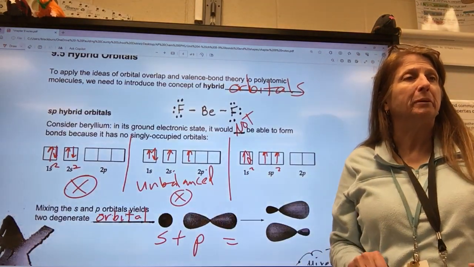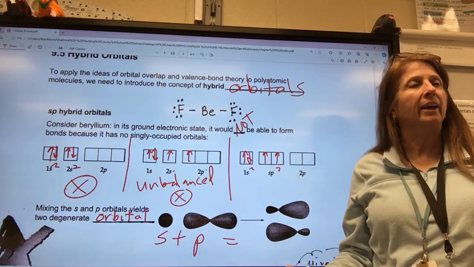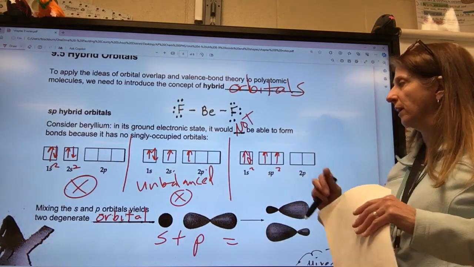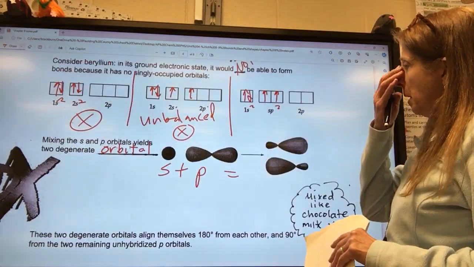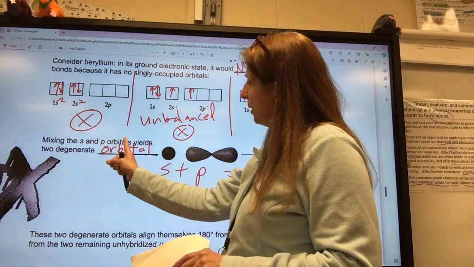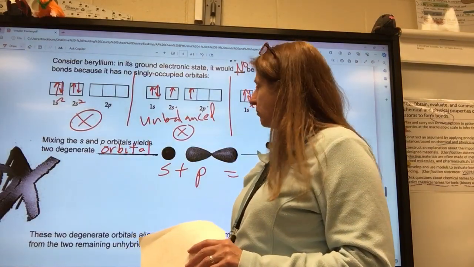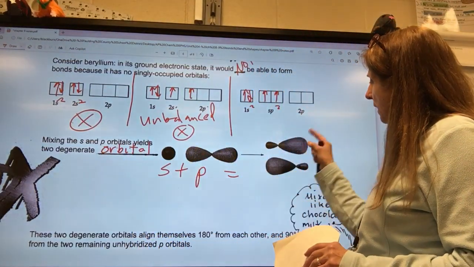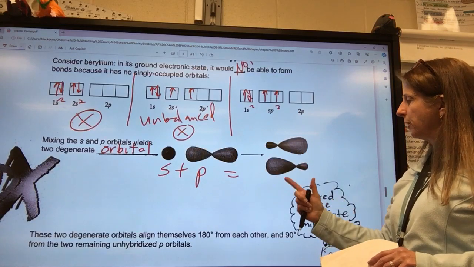And a hybrid is a mixture, right? If you buy a hybrid car, it can do electric and gasoline. It's a mixture, and that's what these are. So this is how it works. Mixing the s and p orbitals yields 2 degenerate orbitals. So s plus p makes these 2, and we just have them oriented 2 different ways, but they're the same shape.